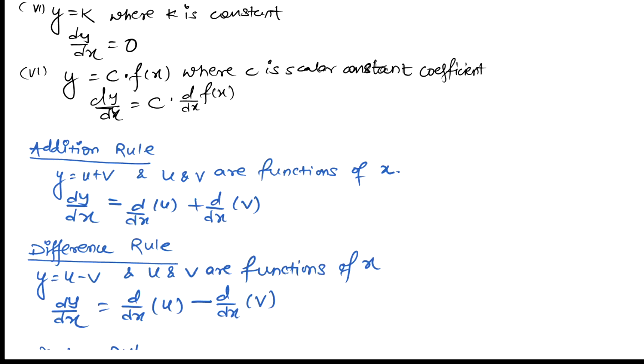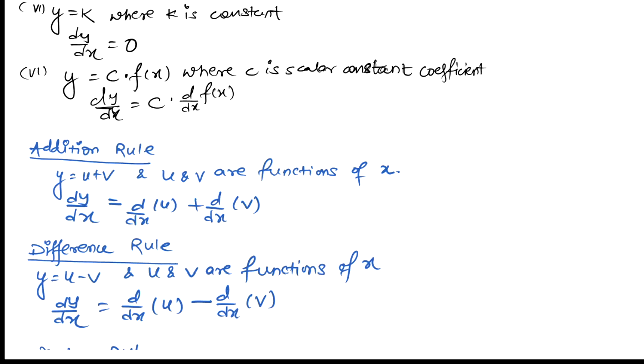Next is y is equal to c into f of x, where c is a scalar constant coefficient, then its derivative is c into dy/dx of f of x. For example, if I have the function y is equal to 5 times e to the power x, the derivative will be 5 into dy/dx of e raised to x, that is 5 into e raised to x as it is.